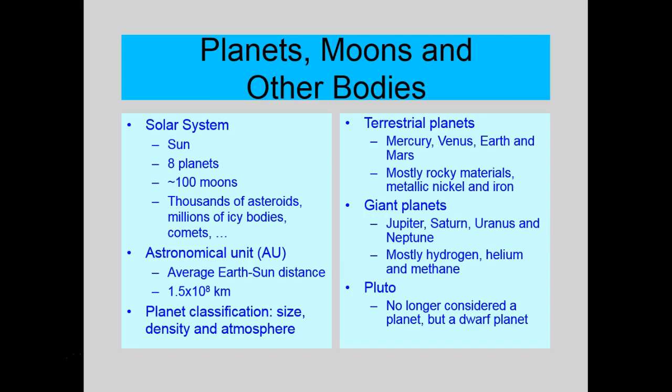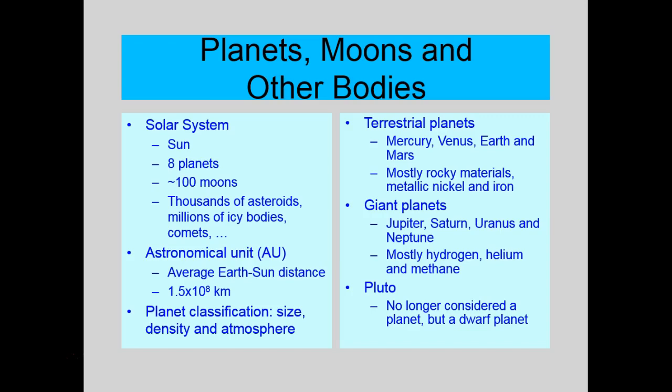About a third of them are around Saturn, the next biggest planet, and most of the others around Neptune and Uranus, and only 3 moons inside the asteroid belt. Thousands of asteroids, millions of icy bodies, whatever they are, some could be comets or other things. So here again, the astronomical unit is the average Earth-Sun distance. And here they say 1.5. I thought they just said, yeah, okay, I got it right. 150 million kilometers, which would be 93 million miles.